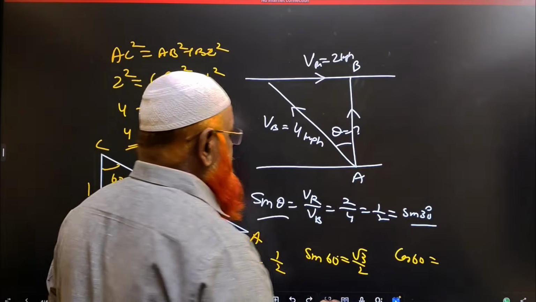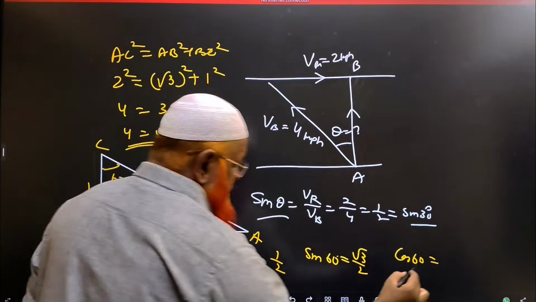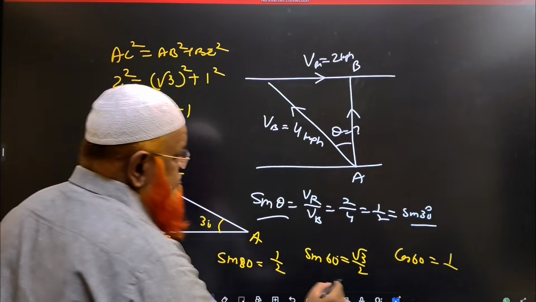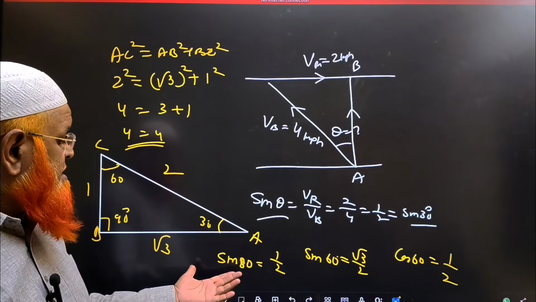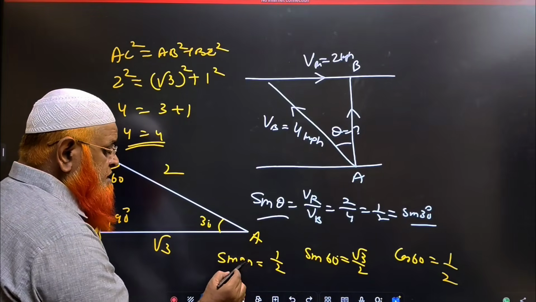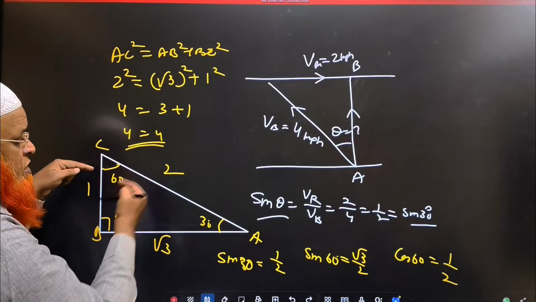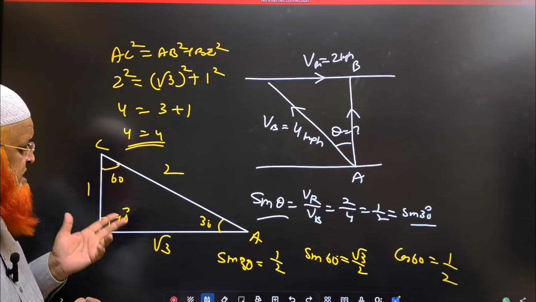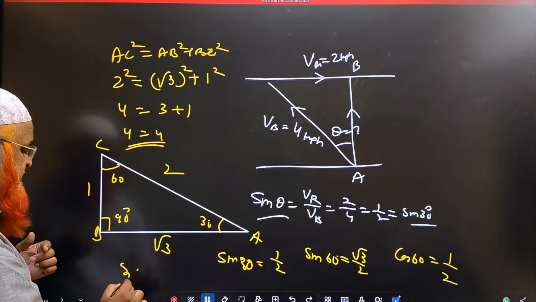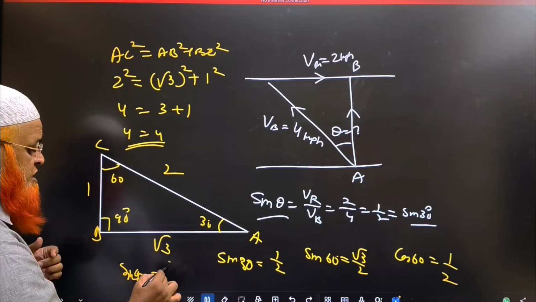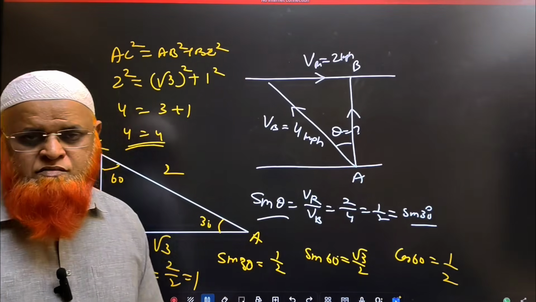Okay. Now cos 60 means what is this cos 60? Cos 60 का adjacent side क्या है? ये 1. And what is the hypotenuse? That is 2. So 1 by 2 you'll write. So this is sin 30. Sin 30 means opposite side by hypotenuse. Sin 60 means opposite side by hypotenuse. Understood? Sin 90 means opposite side by hypotenuse. So what is sin 90? Sin 90 means opposite side is 2. Hypotenuse also 2 only. So it's going to be 1. Is it clear what I am saying now?